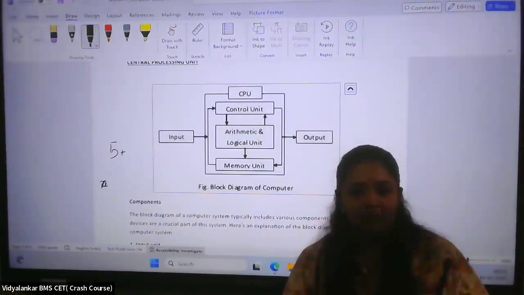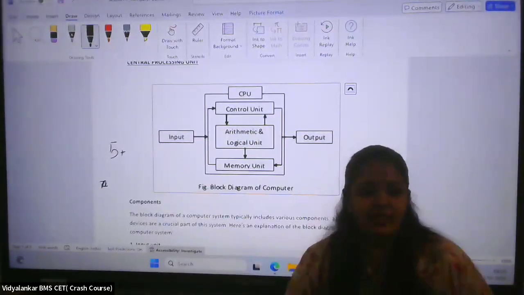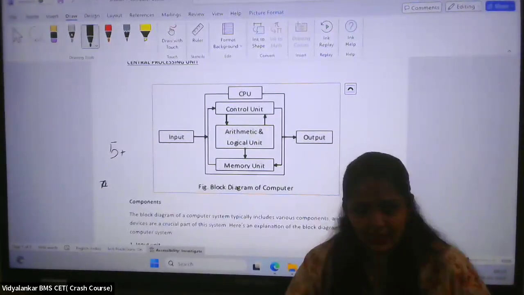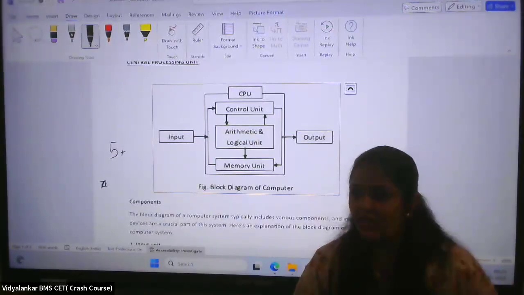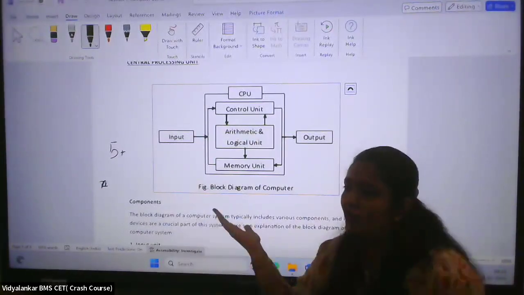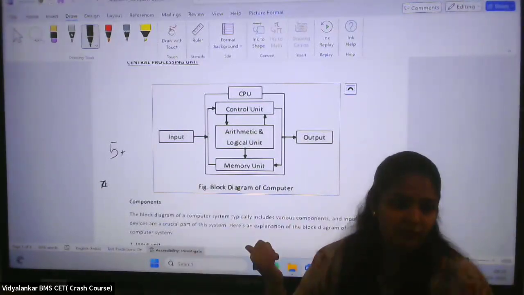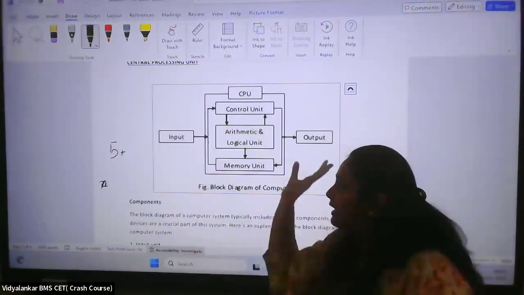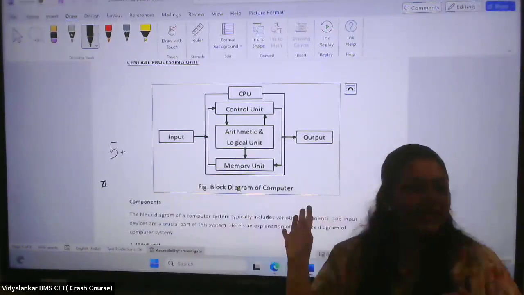Then printer is the output device. Then what else can be? Speakers, output devices. Very good. Projectors, they are output devices. So these are the devices which will generate the output. Okay, so this is the entire structure of your CPU.